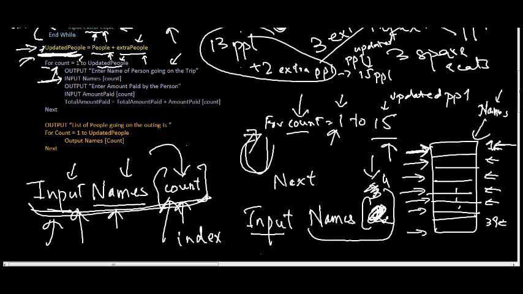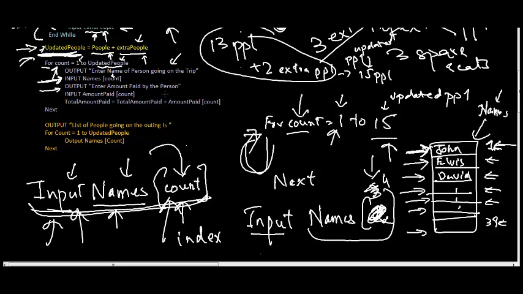So that is what we are doing. We've input the value, we've used count as the index, and this is where the user is going to input the name of the person, right? So we are going to be filling something like John, Elvis, David. These are the people going on the trip. And then we have another prompt saying, enter amount paid by this person.